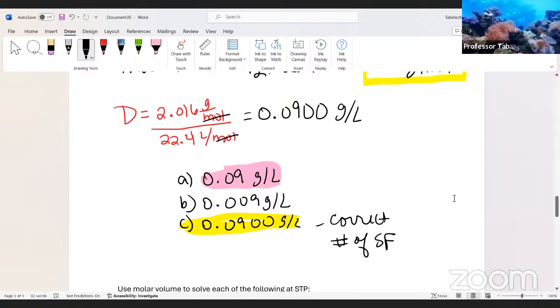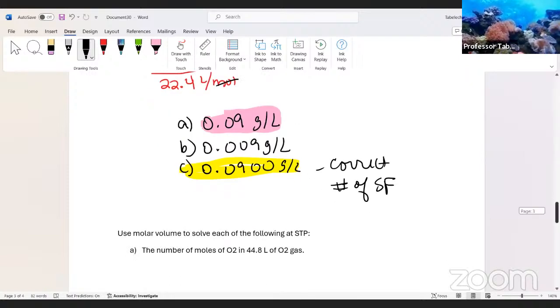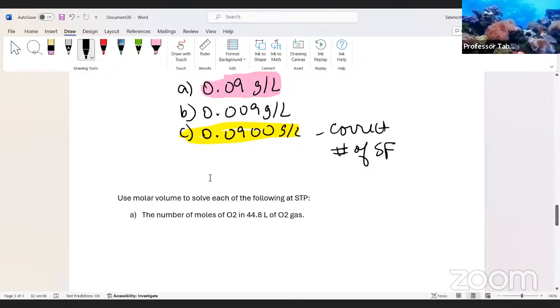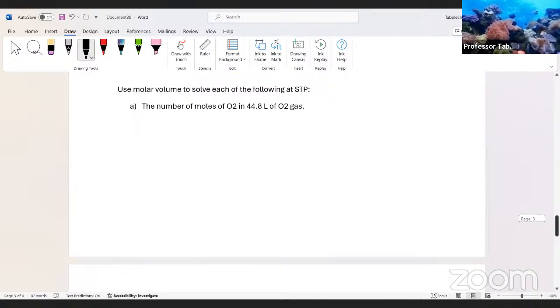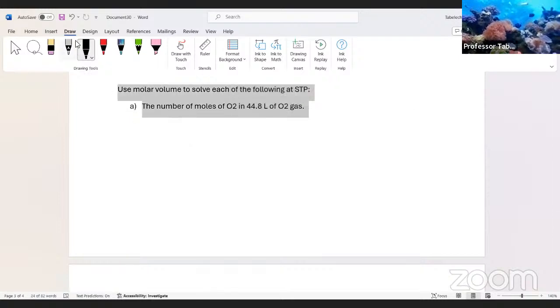All right, now, here is another type of problem, but this time it's dealing with the molar volume at STP. Okay, let me rephrase the question. Sorry, not calculating the molar volume. They want you to calculate the number of moles, using the molar volume at STP.